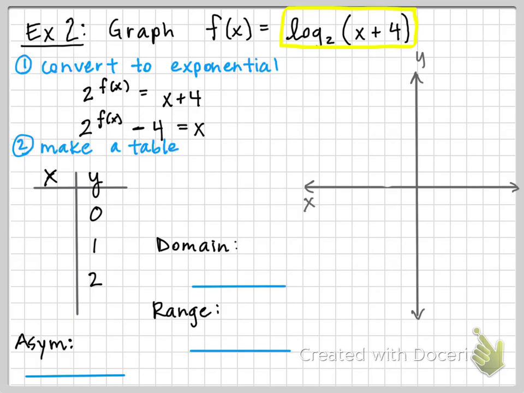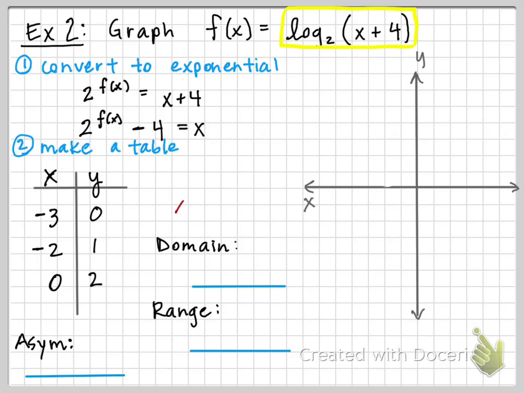So you're going to get 2 to the 0, which is 1. 1 minus 4, negative 3. You're going to do the same with 1. 2 to the 1 is 2, minus 4, negative 2. 2 to the power of 2 is 4. 4 minus 4, 0. Then we're going to find our domain.